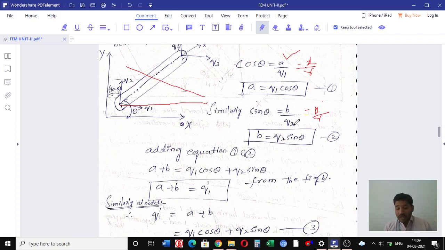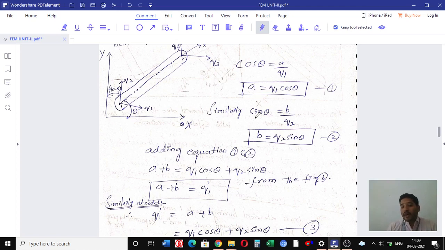Otherwise, don't be confused here from the examination point of view. Let us see. You just need to know that cos theta is nothing but a by q1. So you just need to cross multiply here: a is equal to q1 cos theta. It becomes equation number 1.